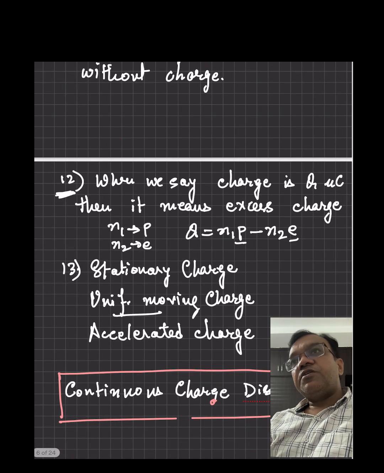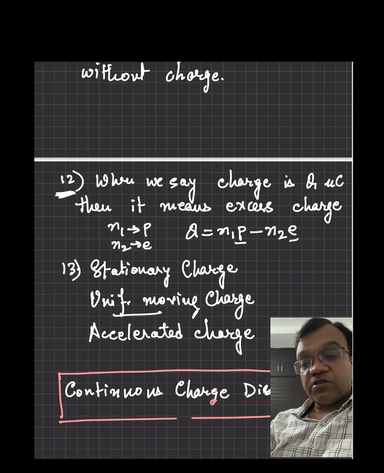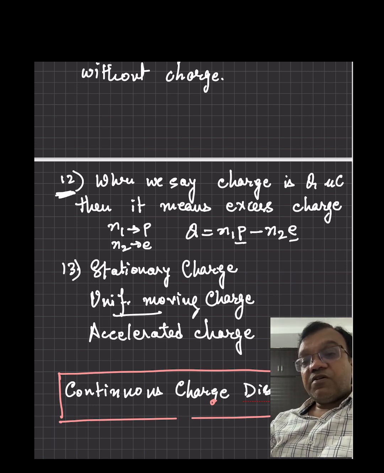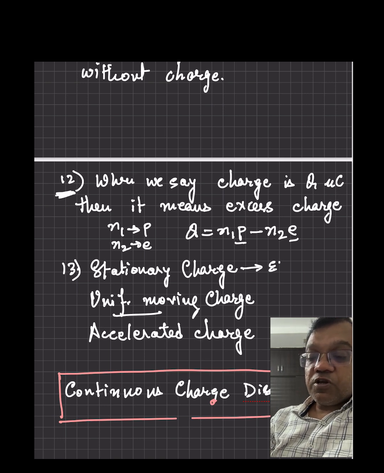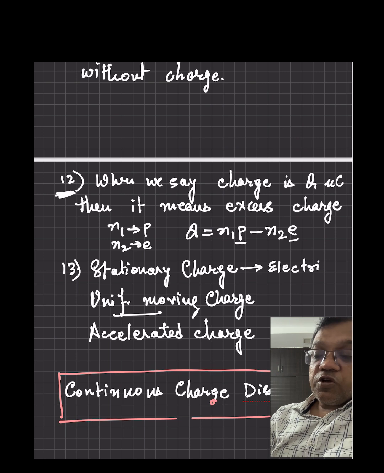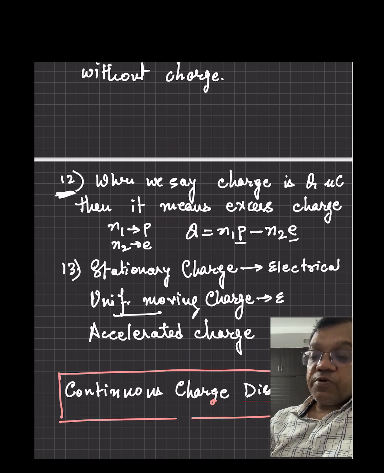Now, depending upon the motion of the charge, we have classified this entire electrodynamics into 3 parts. One is the electrical effects, one is the magnetic effect, and one is electromagnetic induction, electromagnetic waves, etc. A stationary charge will always produce only electrical effects. So if a charge is at rest, its effect will be purely electrical in nature. When a charge is moving uniformly, its effect will be electrical and magnetic. It will have an electromagnetic effect.